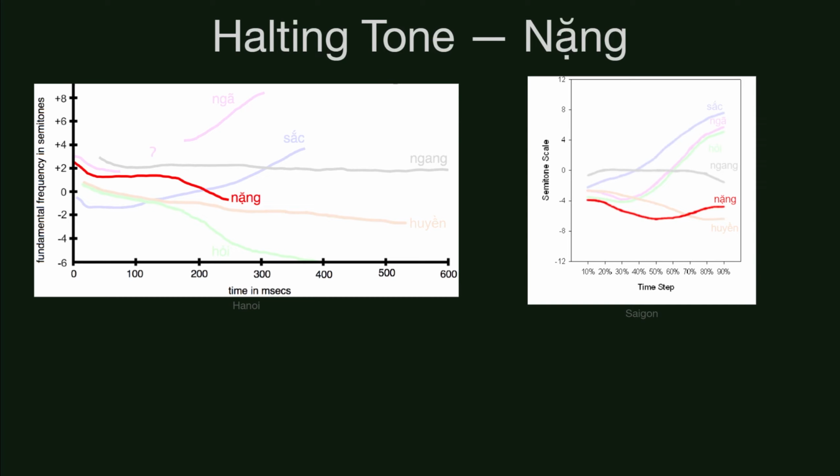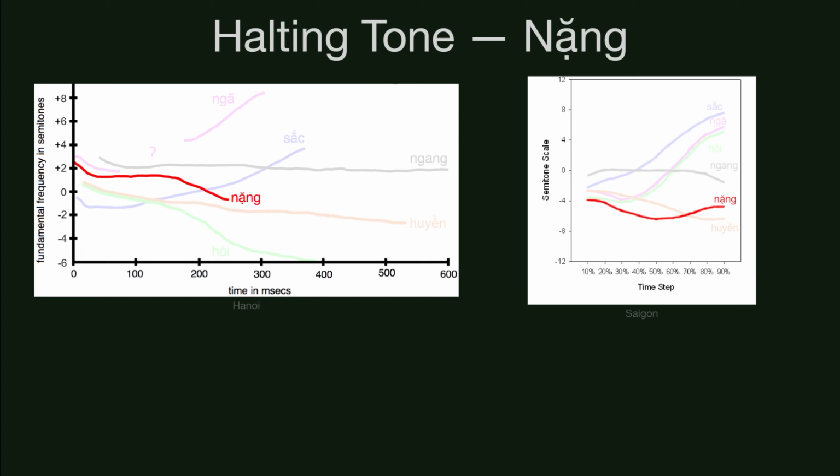Next up, we have the halting tone, which the Vietnamese call nang. And as you can see, this is the first tone where there's a real difference in pronunciation between the Hanoi and Saigon dialects. But basically, in Hanoi, it starts around mid-range and quickly lowers, while in Saigon, it starts low and mostly stays low.